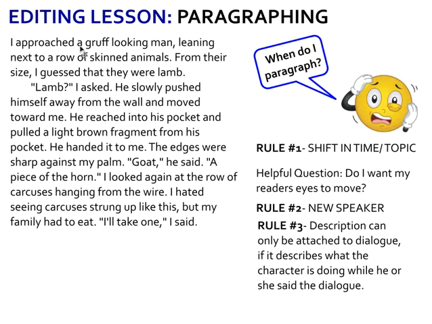I want my reader to be scanning this row of strung up carcasses of lamb. And when the narrator says lamb, or asks lamb, I want the reader's eyes to shift from the carcasses to the narrator. Lamb, I asked. He slowly pushed himself away from the wall and moved towards me.